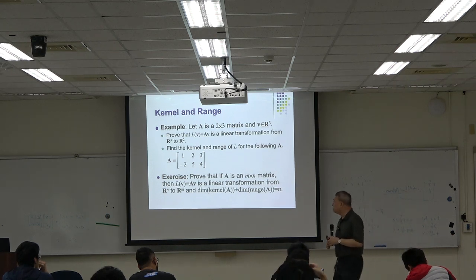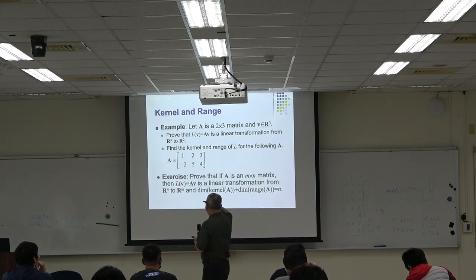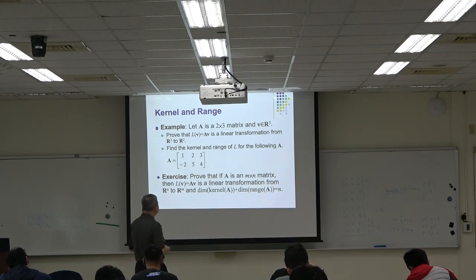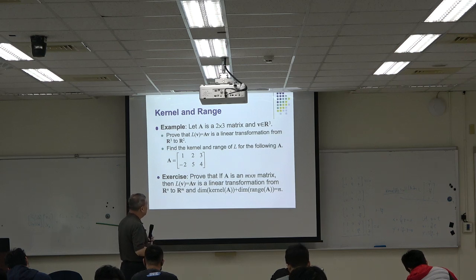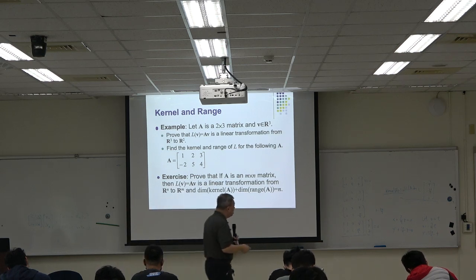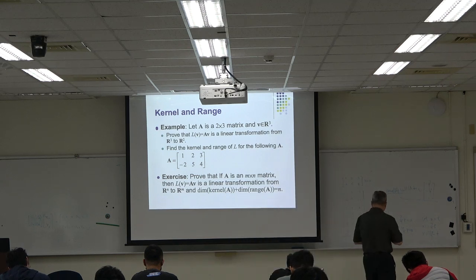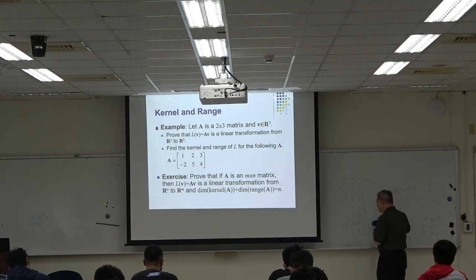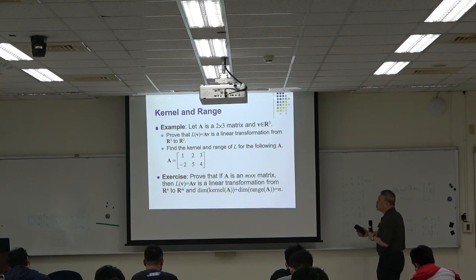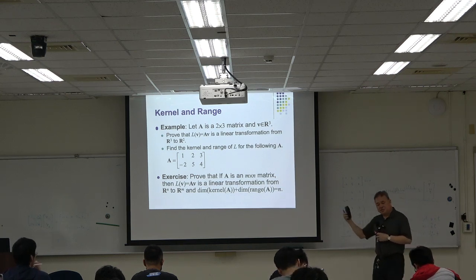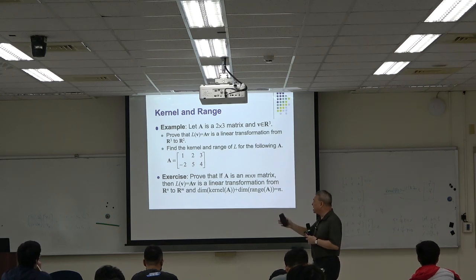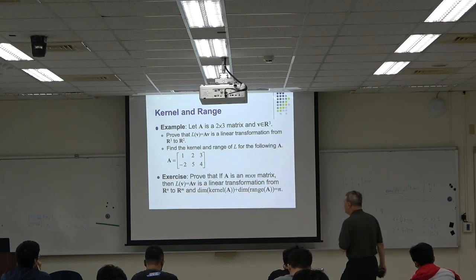Because they represent the same thing. And for the range, basically, whatever linear combination you can get from the column vectors will be, what should I say, your range.